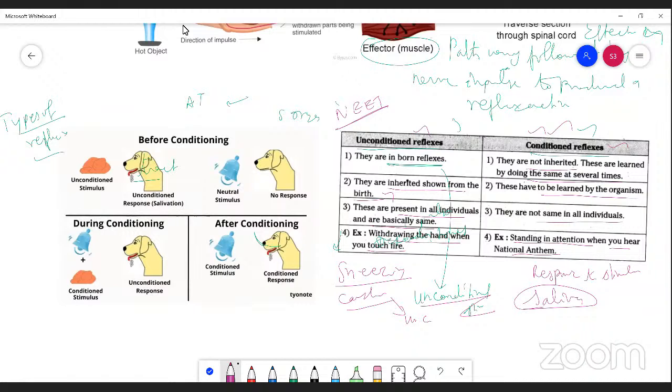The conditional reflex was first demonstrated by a Russian physiologist. His name was Pavlov. He conducted his experiment with the help of a dog. That experiment is known as the conditional reflex.